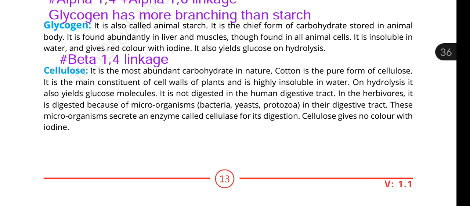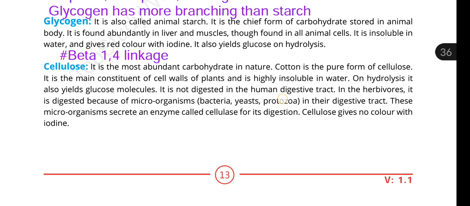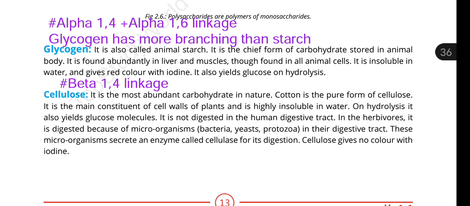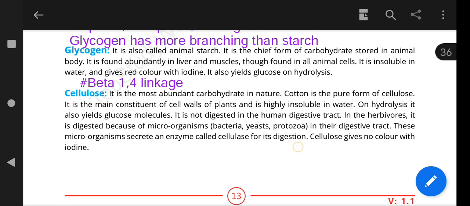The general feature is that all polysaccharides are insoluble in water, but the exception is amylose, the only polysaccharide that is soluble in hot water. On hydrolysis, cellulose also yields glucose molecules. It is not digested in the human digestive tract because humans and animals lack the cellulase enzyme. The enzyme that is used to digest cellulose is called cellulase, and it is absent. In herbivores, it is digested because of microorganisms like bacteria, yeast, and protozoa in their digestive tract. These microorganisms secrete the enzyme called cellulase for its digestion.